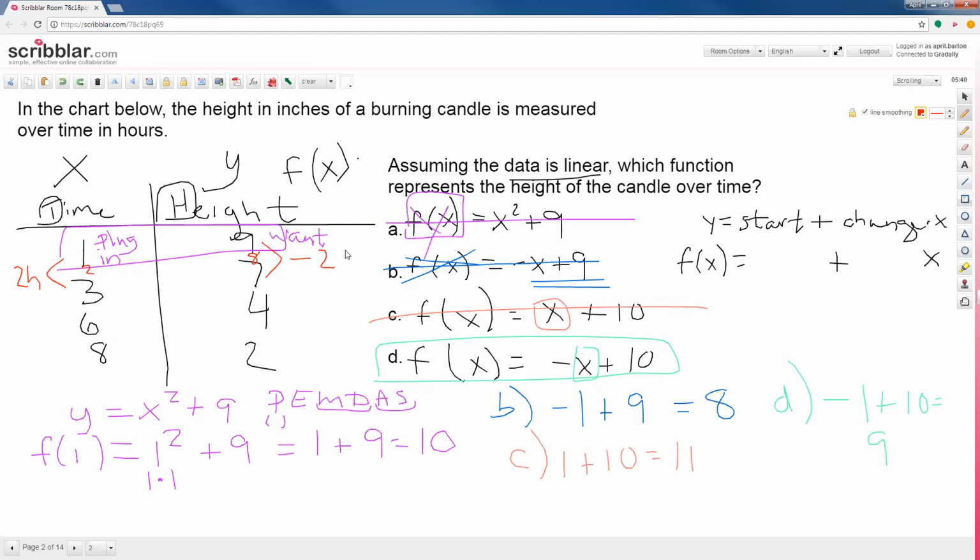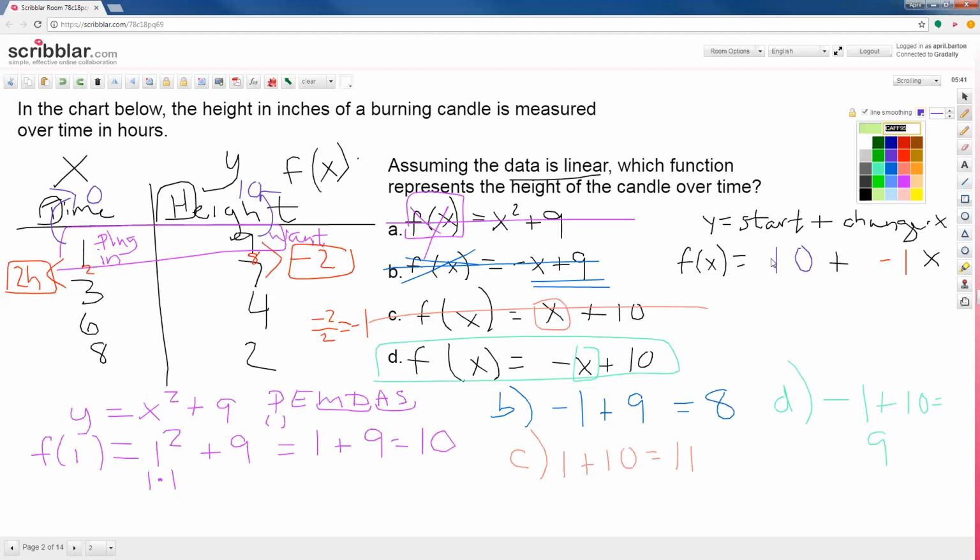And basically all we do is take this number and divide it by the time. -2 divided by 2 gives us a change of -1. So we have a -1 in front of that x. So then starting amount, we said, always goes with 0. We have to go back to the 0. We have to do that backwards process. So if we go backwards, instead of subtracting by 1, we would go back up. So that would take us back up to a height of 10.